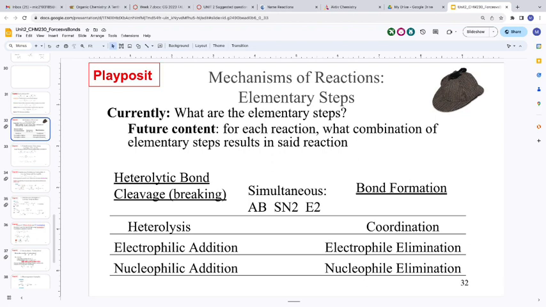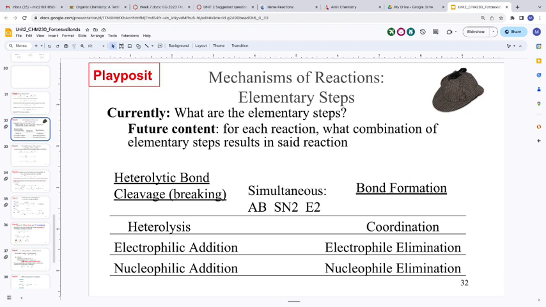Okay. So slide 32 lists all of our mechanistic steps. Okay? And you're not going to be particularly excited about it because it's a lot of them. We get the category: heterolysis, electrophile addition, nucleophile addition, AB for acid base, SN2. We just need to be able to identify it, so don't stress necessarily what those symbols mean.